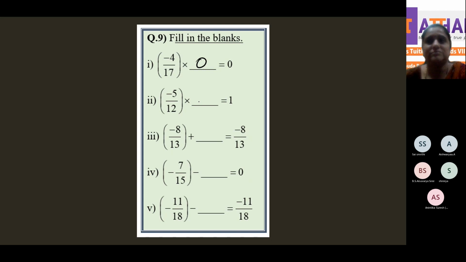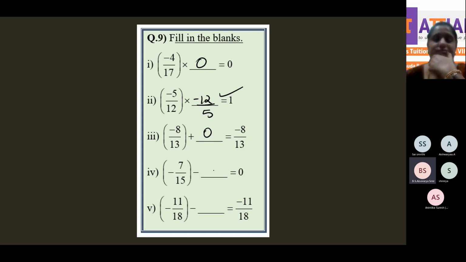Sai Smriti. Yes, ma'am. Minus 12 by 5. Minus 12 by 5, very good. Aishwarya, next one. Yes, ma'am. Minus 8 by 13 plus 0 is equal to minus 8 by 13. Very good, very good. Aishwarya Shri, next one.